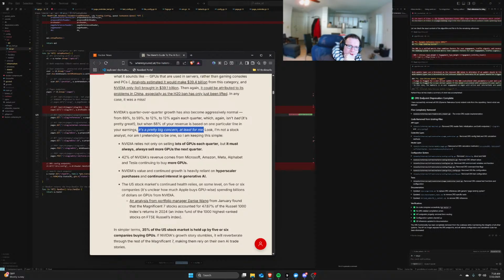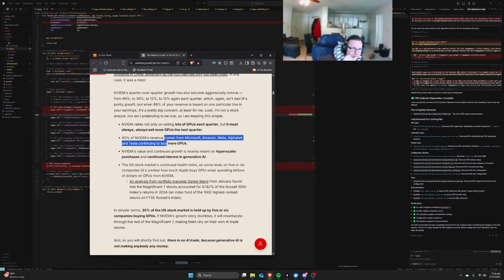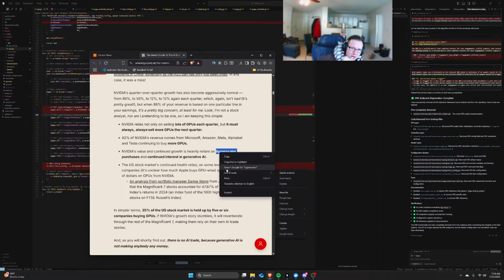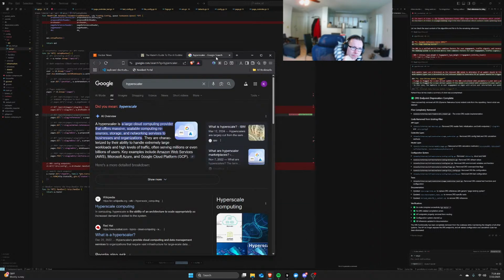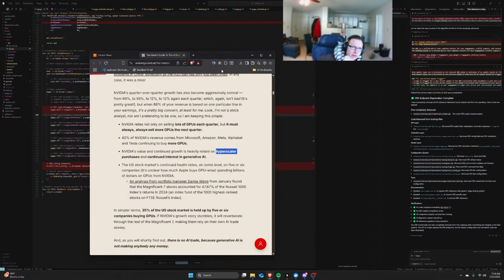Yep. NVIDIA relies on selling lots of GPUs. It must always sell next GPUs. So the current price is based on an expectation of growth because of historical growth patterns, and people overhype things when the historical growth patterns are super high. So of course, this makes sense. A lot of it comes from hyperscaler purchases. I'm assuming this is referencing the servers, right? Hyperscaler. What's that word mean again? Hyperscaler. Hype word. Okay.